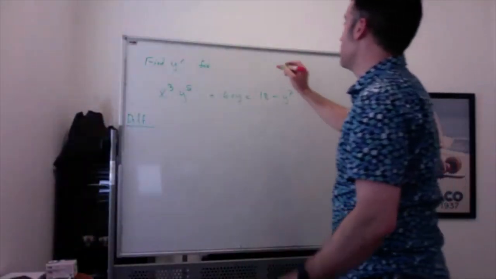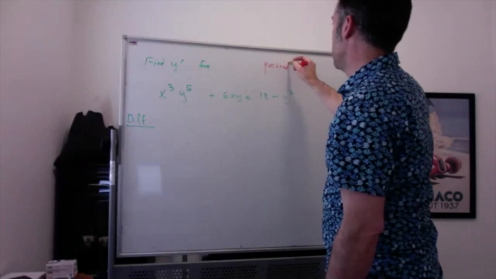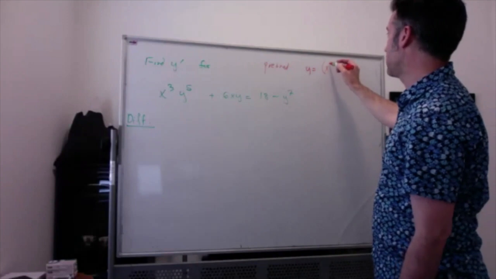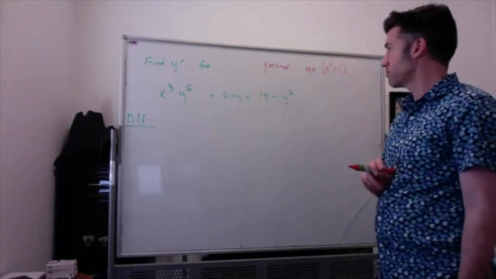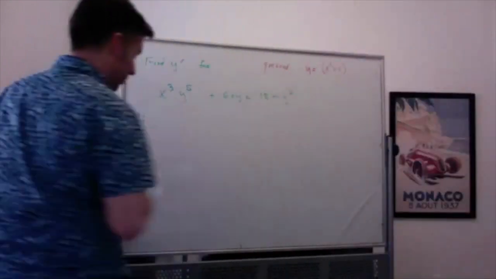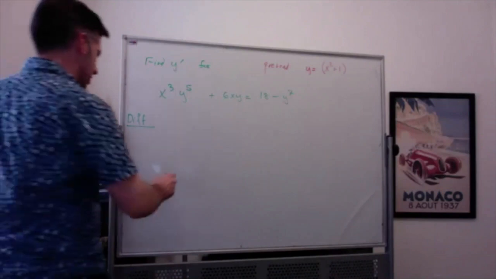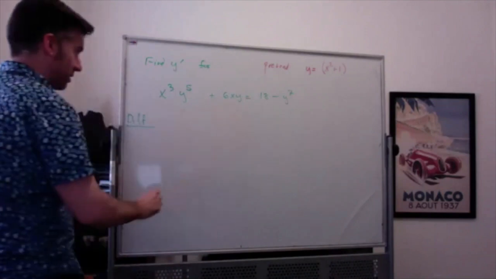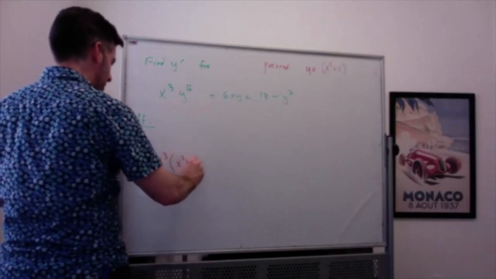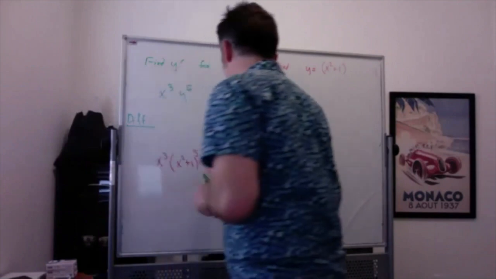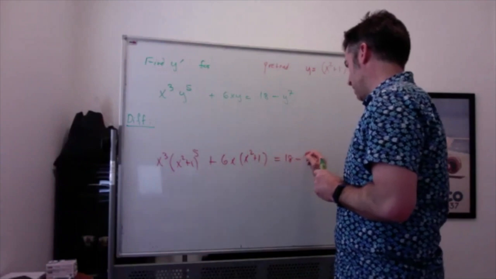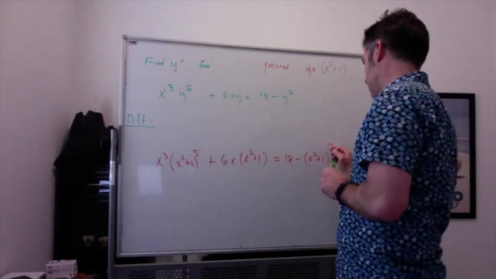So let's pretend that y was equal to, I don't know, something simple like x squared plus 1. I'll come back to here for a second. So let's rewrite this as x cubed times (x squared plus 1) to the 5th plus 6x times (x squared plus 1) equal to 18 minus (x squared plus 1) to the 7th.